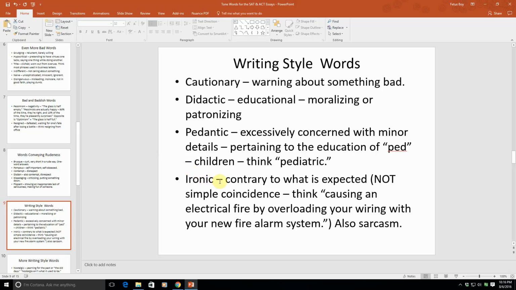Irony, or being ironic, can also be being sarcastic. So when you say the opposite of what you mean, nice move, genius. Do I really think that person's a genius? No, I'm saying I think his move was very stupid, and perhaps he is also very stupid.